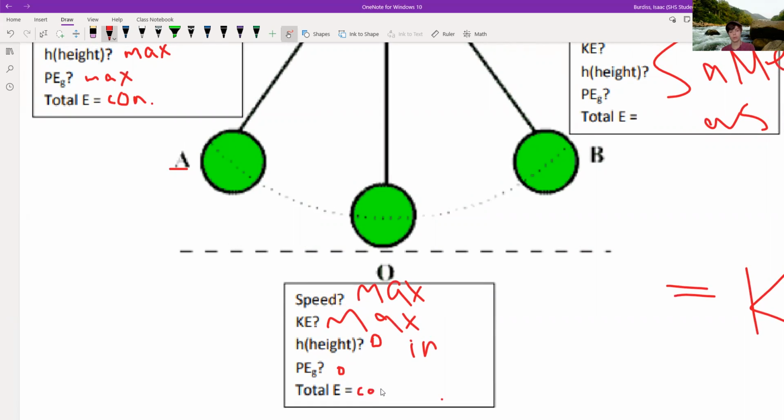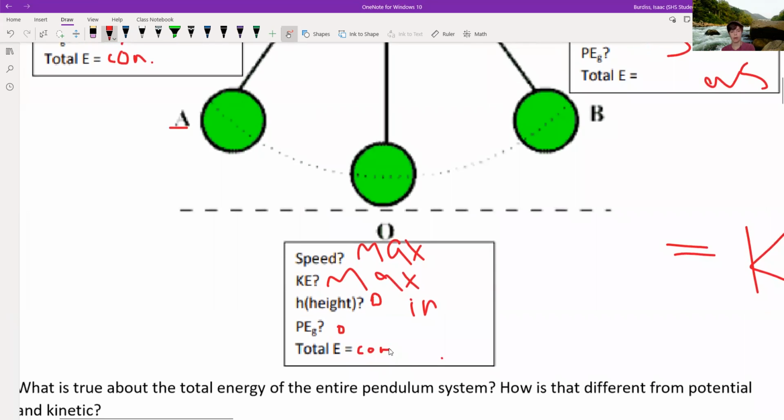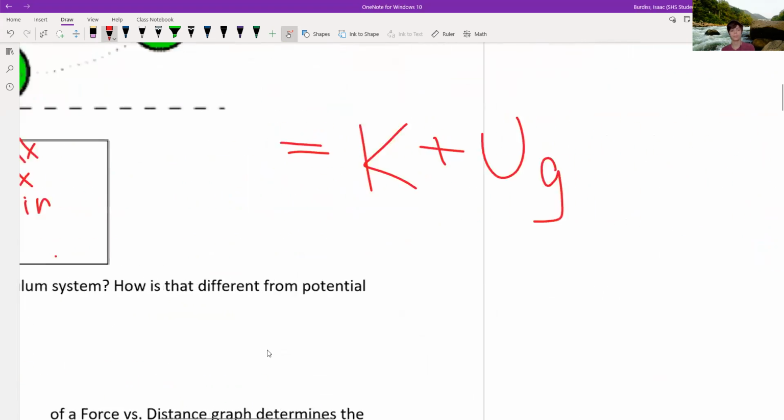The speed is maximum at the bottom, and so is kinetic energy because of that. And the height is 0, so the potential energy is 0, and the total energy is still constant.